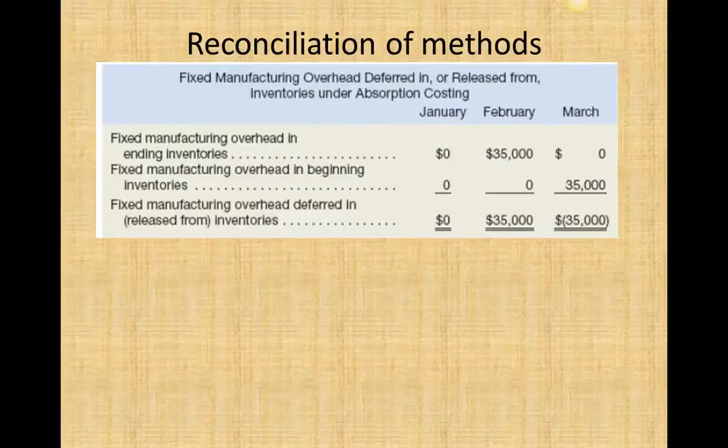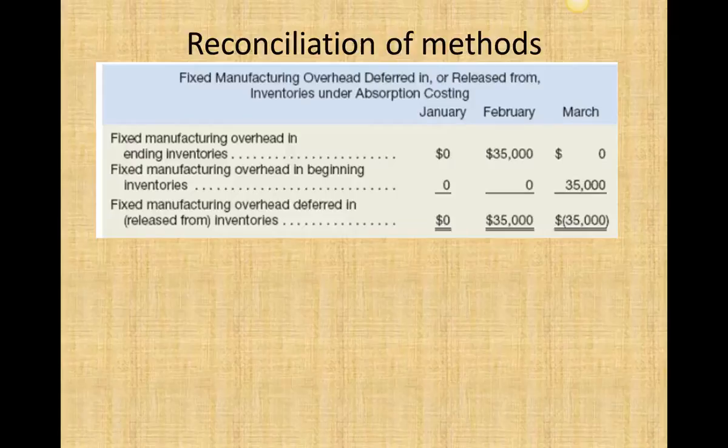Finally, let's reconcile the two methods. And as I mentioned before, the difference between the two methods depends on how fixed manufacturing cost is allocated. And the reconciliation depends on the flow of fixed manufacturing cost as an inventoried cost on the balance sheet. So notice, in January, 1 unit produced and 1 unit is sold. Therefore, no fixed manufacturing overhead is carried as an inventory or an asset valuation.